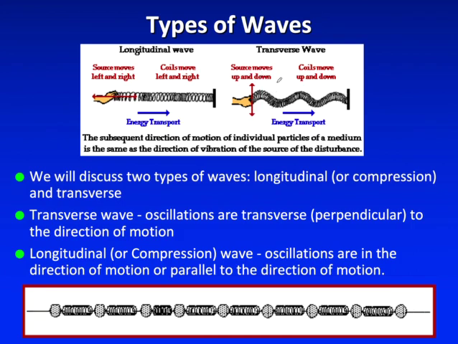The matter at each point goes up and down as it goes through here. And then a longitudinal wave, where you transfer energy this way, and the matter in it moves back and forth this way. So transverse waves: oscillations are transverse, or perpendicular, to the direction of motion. Longitudinal, sometimes called the compressional wave: oscillations are in the direction of motion, parallel to the direction of motion.